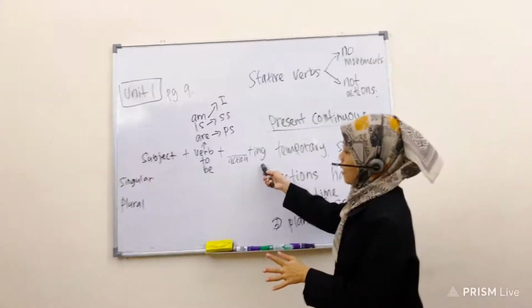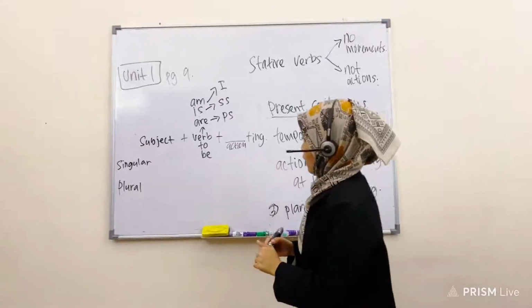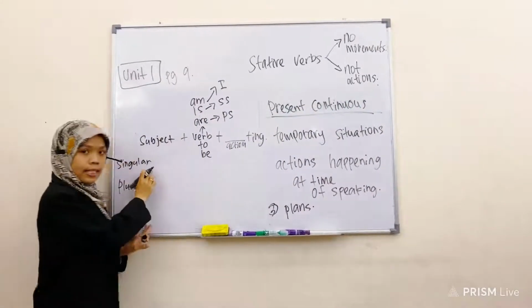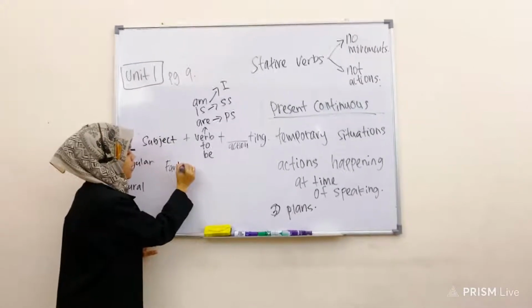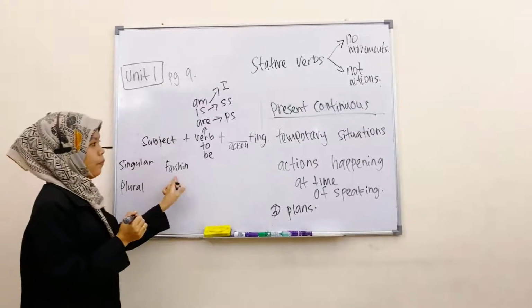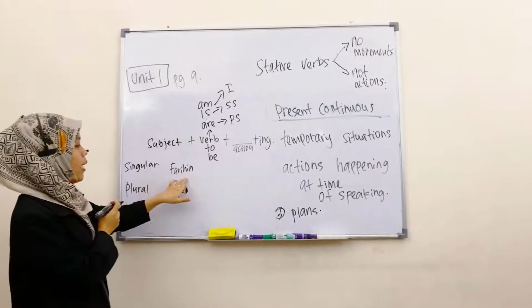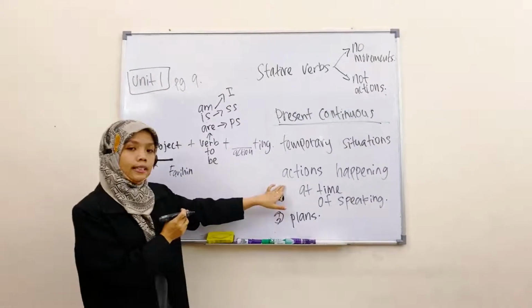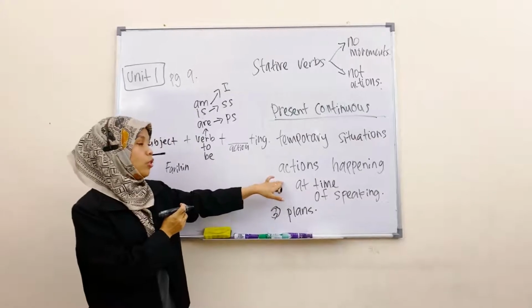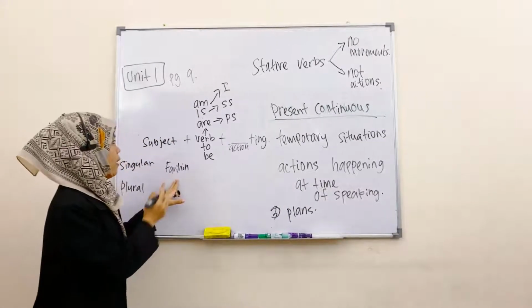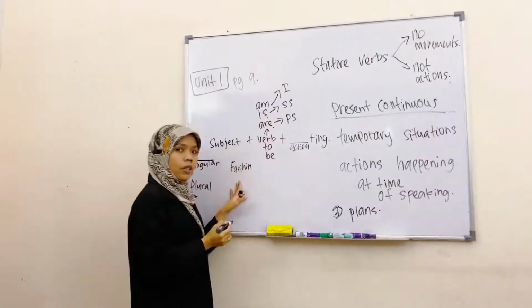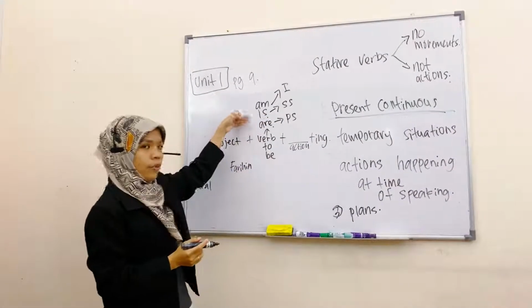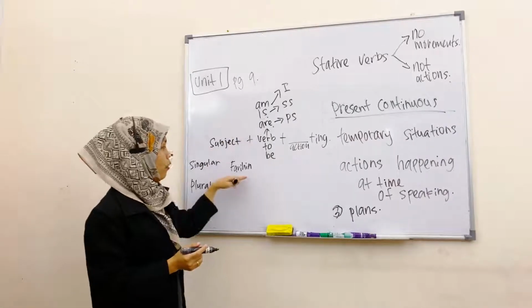So, we plus with ing. Okay? Right now, I want to use singular subject. Singular subject, I choose Farihin. Okay, Farihin. Now, I want to say about actions happening at the time of speaking. Okay, I want to show you guys. Farihin. Okay. So, should I use is or are? Which one? Is or are should I use? SS or PS for Farihin?